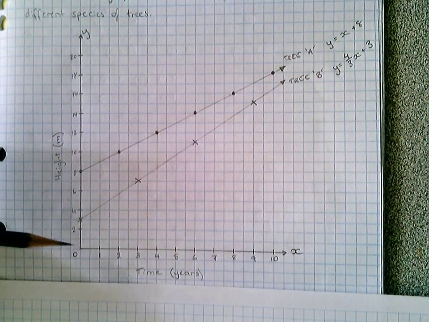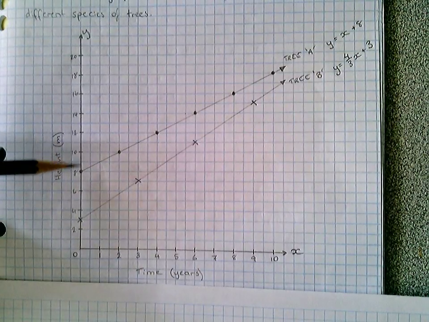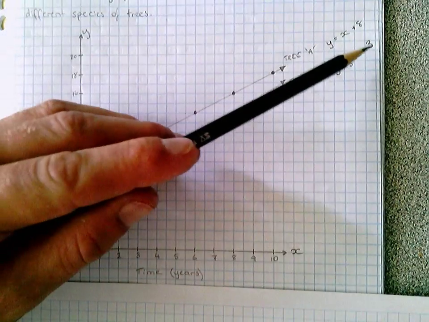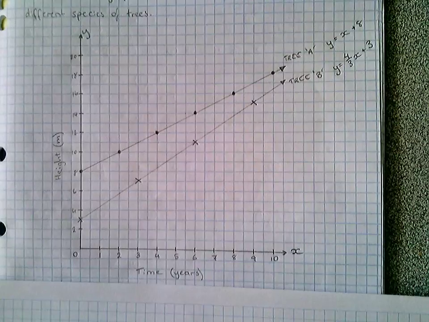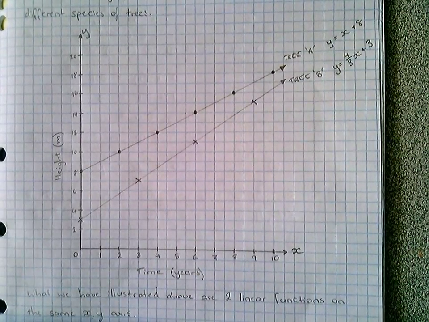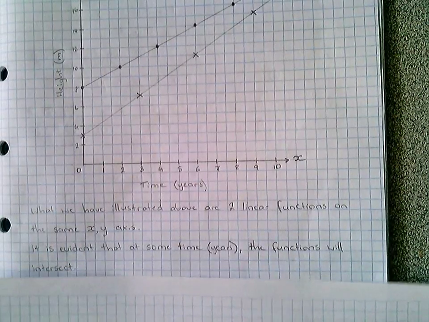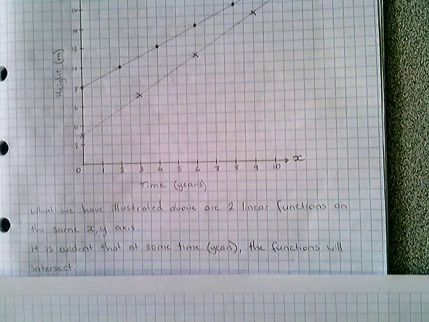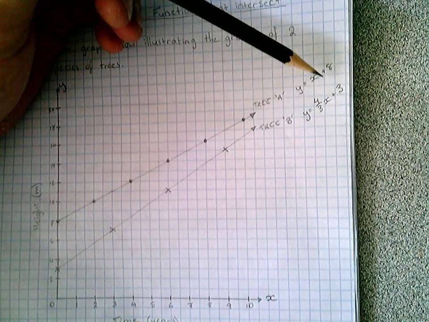Okay, so this was the initial measurement. For tree B it was 3 metres tall, and tree A it was 8 metres tall, and that's also suggested by the y-intercepts of their function. So what we have illustrated above are two linear functions on the same xy axis. It is evident that at some point or some time in years the functions will intersect, which appears to be somewhere up around about here.